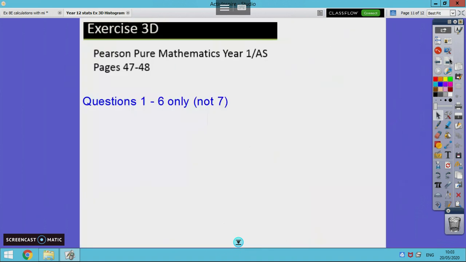So here's the work that I want you to do next week over May half term. I want you to do questions 1 to 6 from the exercise, not 7, as I reckon we should do that more together as a class. So exercise 3D, questions 1 to 6, not due for this Sunday. You've got longer to do it.